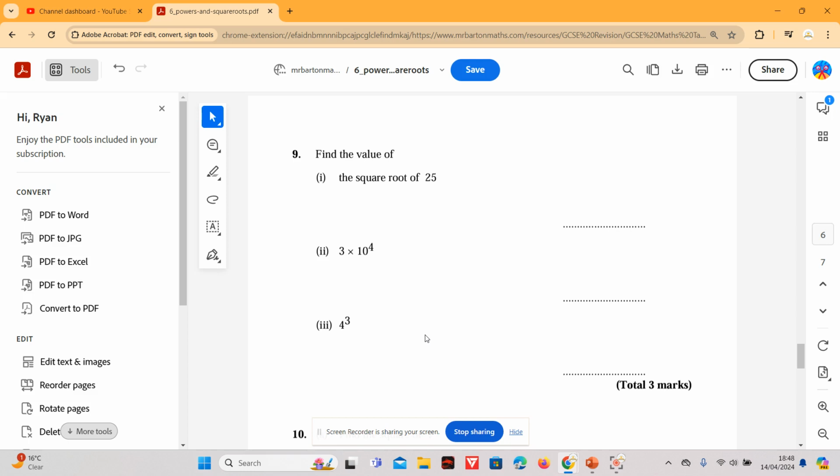Question 9, square root of 25. This is something you've got to know. It's just 5. Right, 3 times 10 to the power of 4. So best thing to do is just do the 10 to the power of 4 bit first. So 10 times 10 times 10 times 10 equals, so 10 times 10 is 100. 100 times 10 is 1,000. 1,000 times 10 is 10,000. Then 10,000 times that by 3 will get you 30,000.